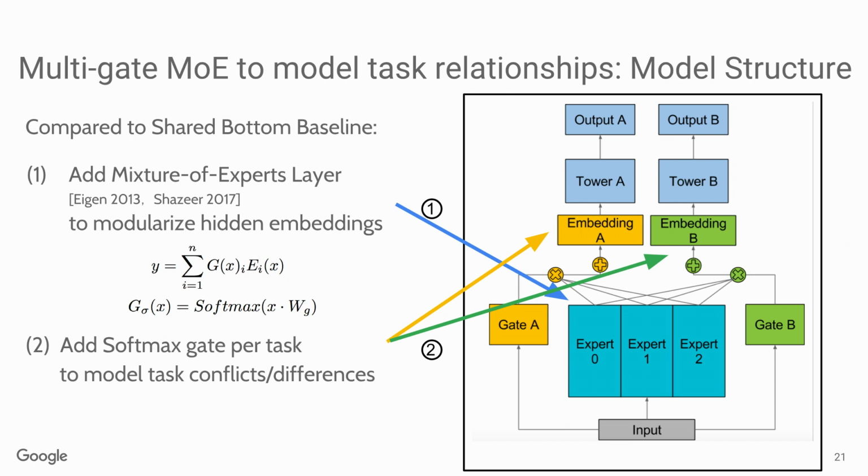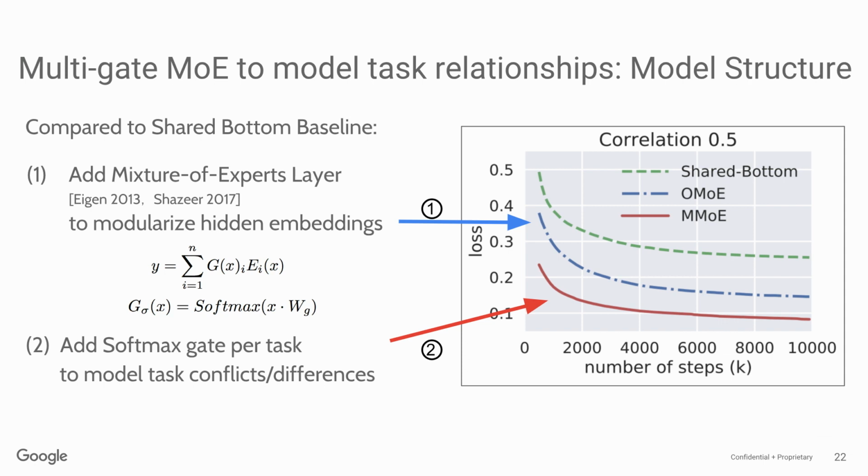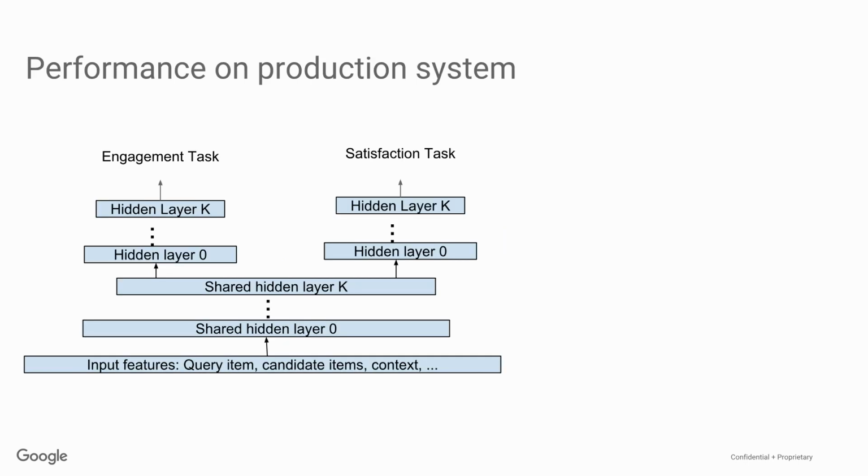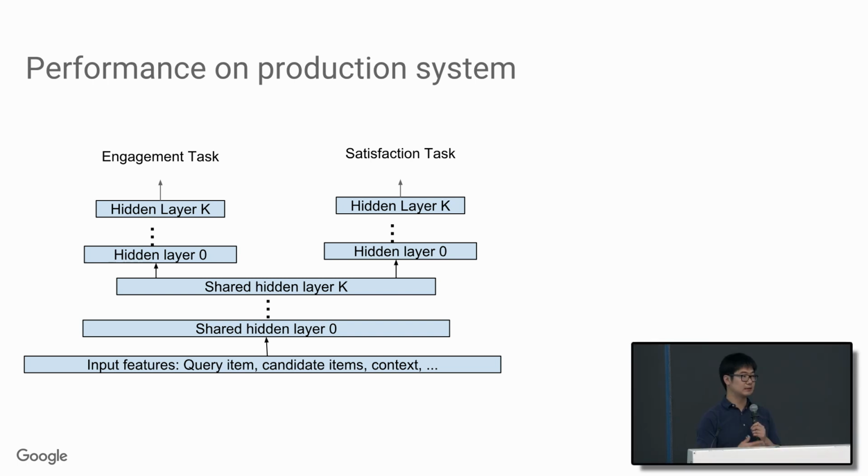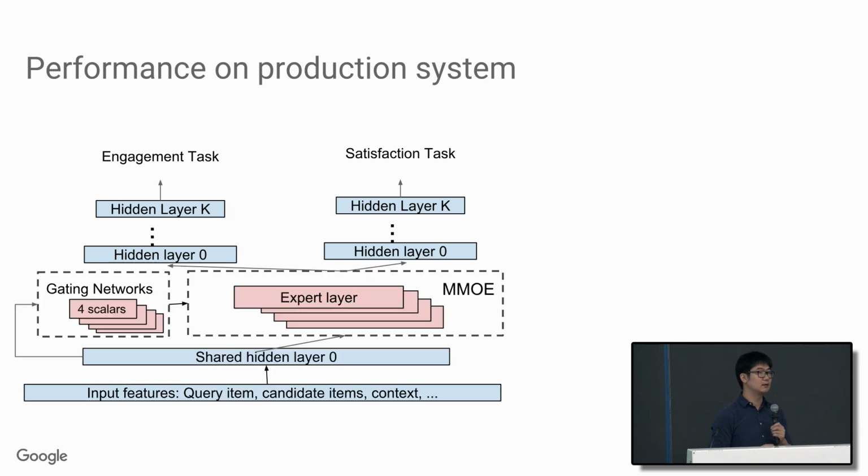Having this model architecture, we run the same experiments on synthetic data, where we show a significant improvement on the loss, even when the correlation is low. Next, we're going to talk about how we apply this to a real Google production system for content recommendation. The system looks like this, as I just mentioned, which is the shared-bottom model. We changed some of the shared hidden layers into these mixture of experts layers, and we keep the separate towers on the top.